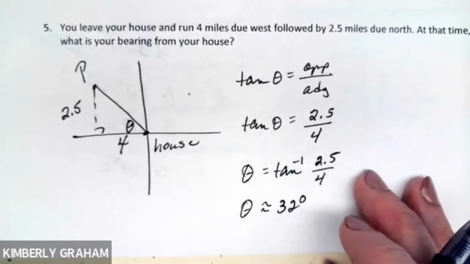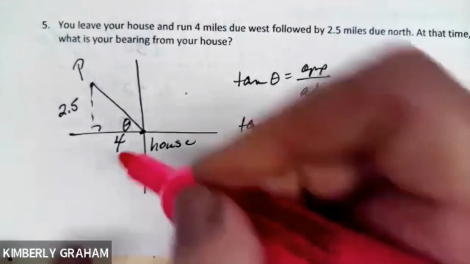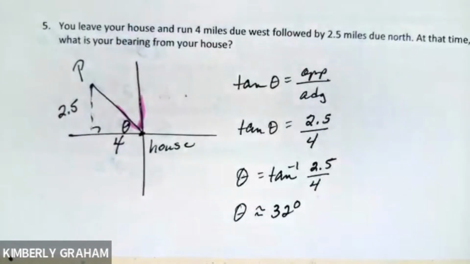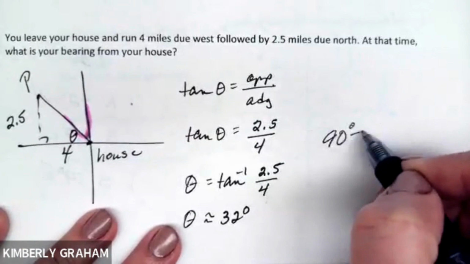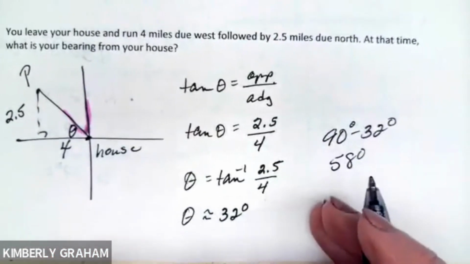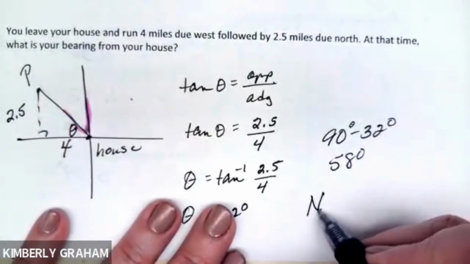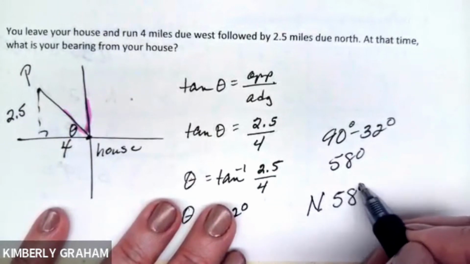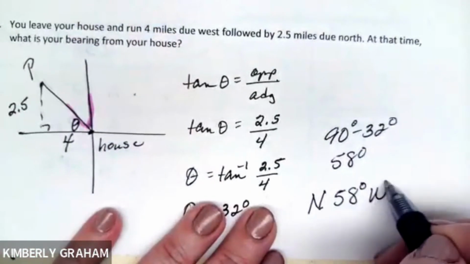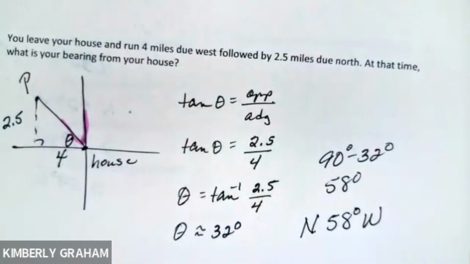Okay. You're not done yet. You want to actually know what this angle is here in order to get your bearing. So I have to do 90 minus 32 degrees, and that will give me 58 degrees. So I start off by looking north, and then I'm going to go 58 degrees toward the west, and that will give me my bearing to get from the house to point P.